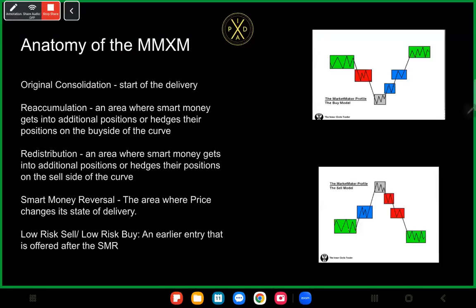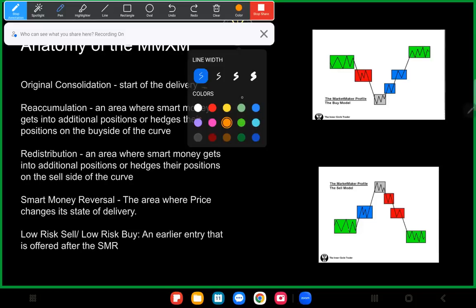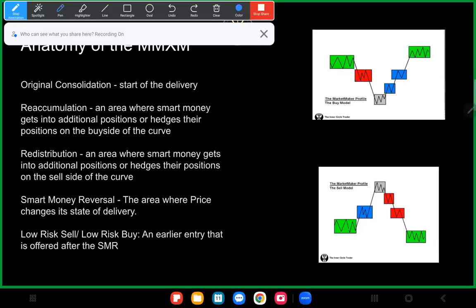All right, so let's talk about the anatomy of a market maker model. So the first thing is the original consolidation, and I call this the start of the delivery, right? So I don't necessarily classify this as a consolidation because not every single time is it going to be a consolidation. So that's why I label this as the start of the delivery.